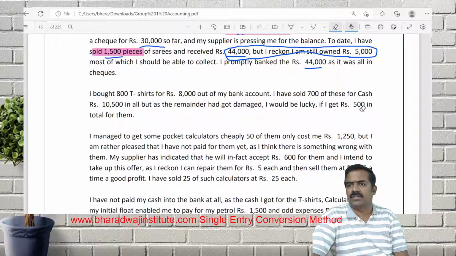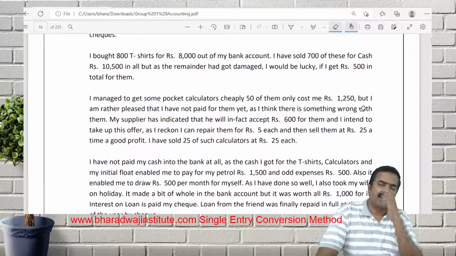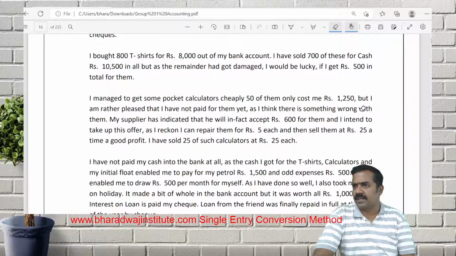For that, the market value is given. What is the market value? 500. Stock will be valued at cost or market price, whichever is less. That is the principle you would adopt here.